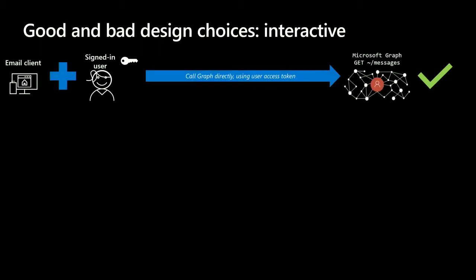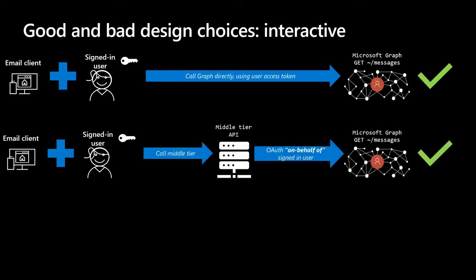Real quick, some good and bad design choices for the interactive case. Obviously, a simple one. Let's say we're building an email client. We're having the user sign in. We're calling Graph directly. That's fine. A lot of people want to introduce a middle tier to encapsulate their business logic between their end client and Graph. The flow we recommend is the on-behalf-of OAuth flow.